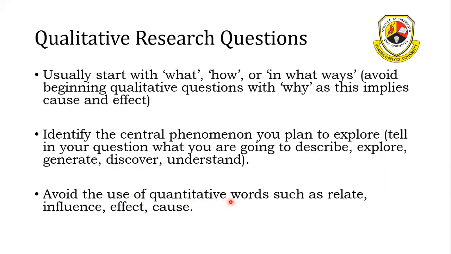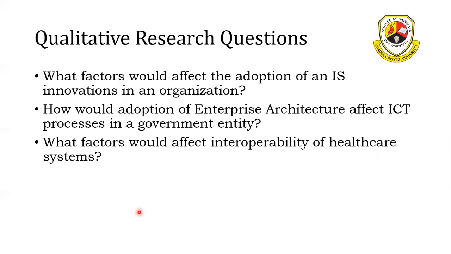Again, we repeat, avoid the quantitative words such as influence, affect, cause. We may want to find out what affects. What affects? That question is valid. For example, what would affect enterprise architecture in a Ugandan organization? Enterprise architecture is proposing something. What would affect it from producing the desired result? We would ask that question because we don't know. That question is valid.